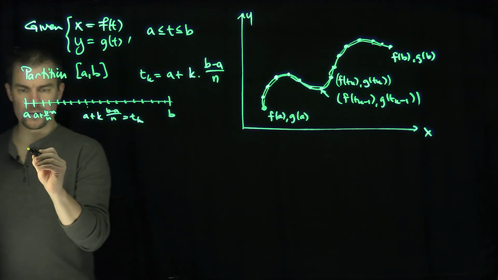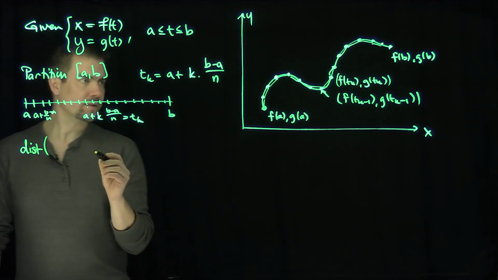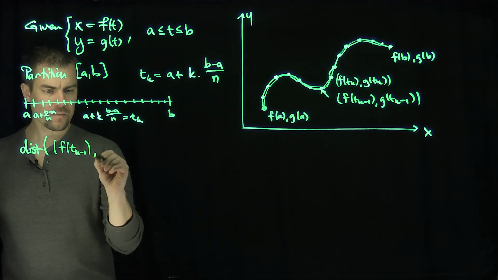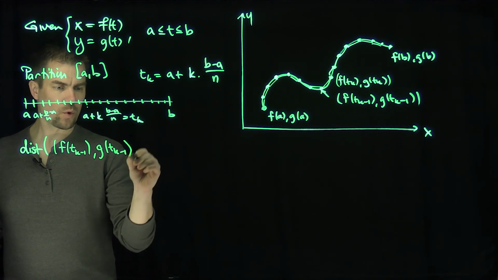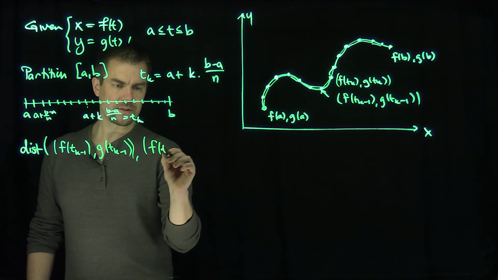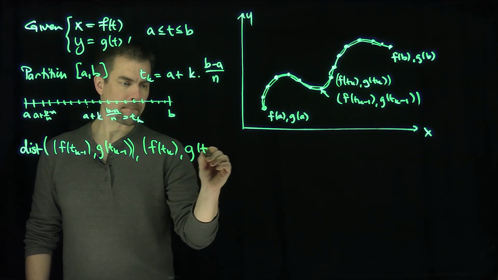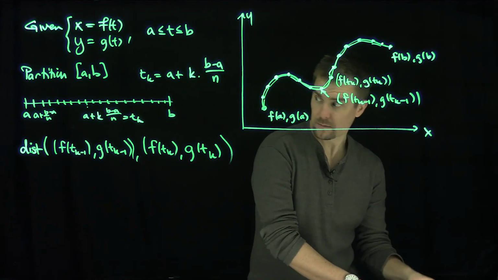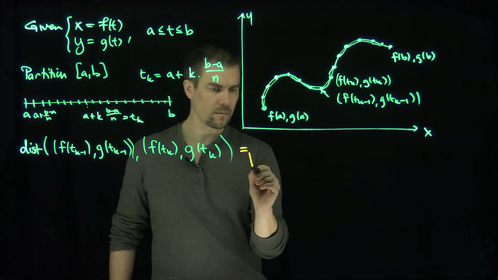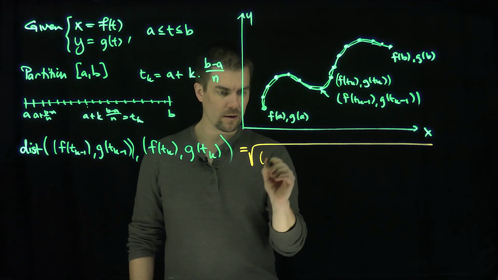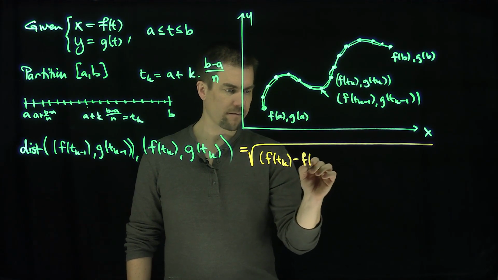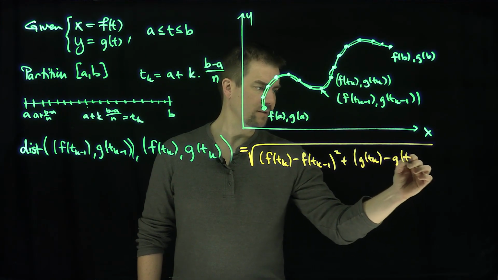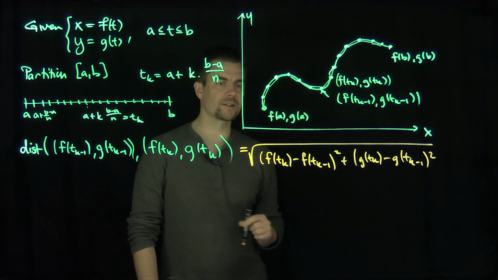So what is the distance between those two points? The distance between f of t_{k-1}, g of t_{k-1} and f of t_k, g of t_k, using our distance formula, is going to be the square root of the difference in the x's squared, f of t_k minus f of t_{k-1} squared, plus g of t_k minus g of t_{k-1} squared. So that's a typical distance.